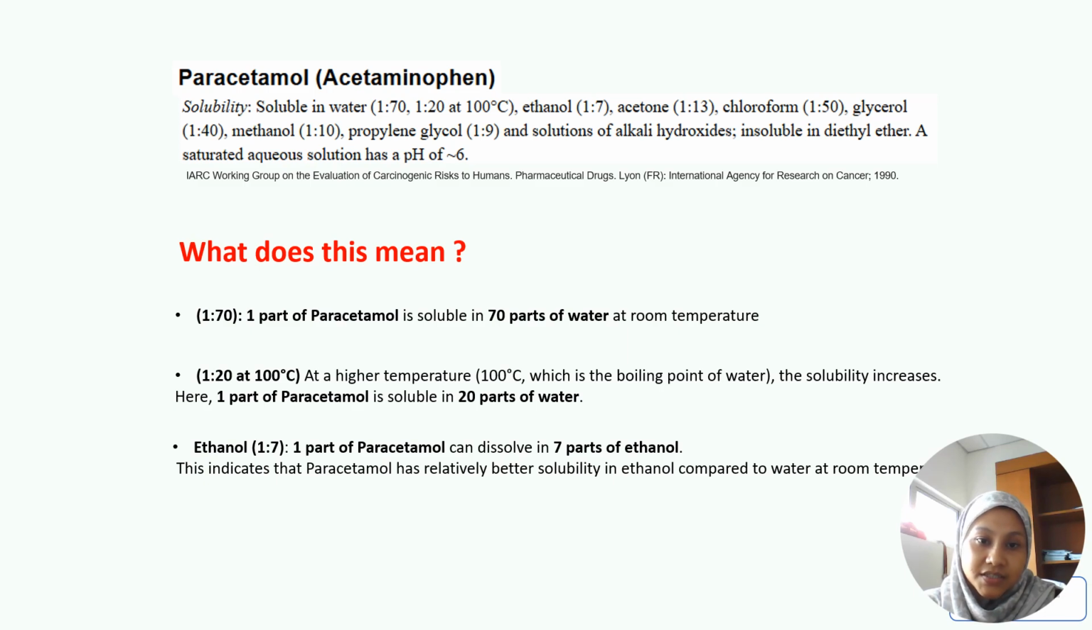This is just an excerpt from one of the references. As you can see, paracetamol is soluble in water, 1 in 70, and 1 in 20 at 100 degrees if it is boiled. What does this mean? Let's look at the definition below. 1 part of paracetamol is soluble in 70 parts of water at room temperature, meaning you would need 70 parts of water to solubilize 1 part of paracetamol.